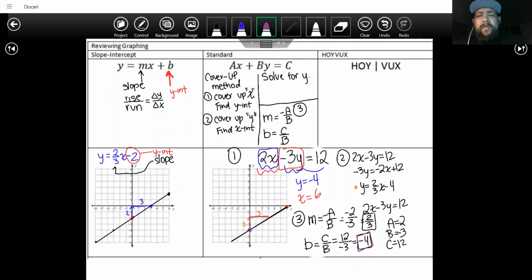The standard form equation is one of the biggest ones you'll see, not so much point-slope, which I'm not even going to go into. But keep that in mind as we do these. It's important that you go between both of them, slope-intercept and standard form, and we're going to talk about the HOY-VUX version in just a moment. So keep that in mind as we do these, guys.